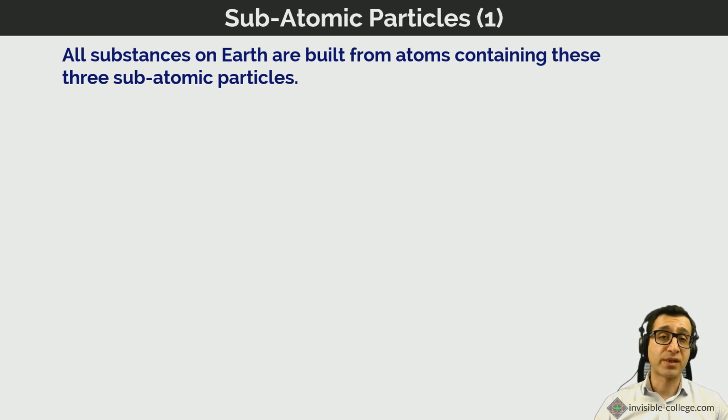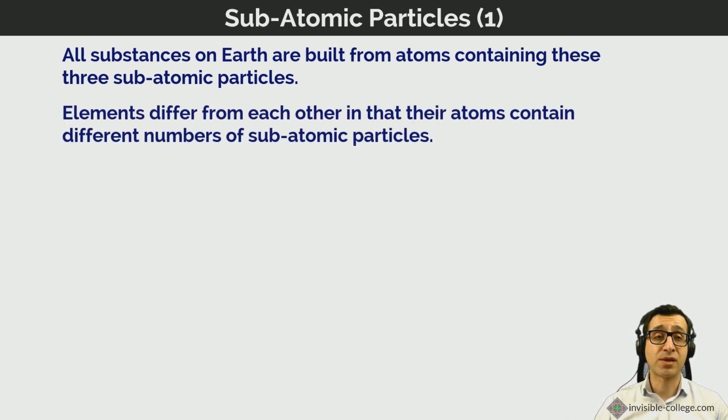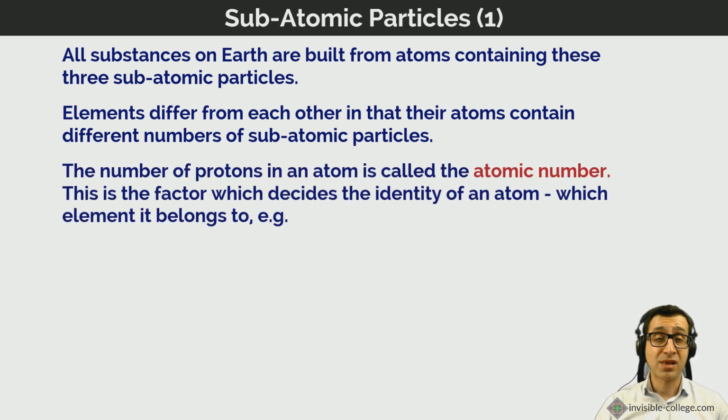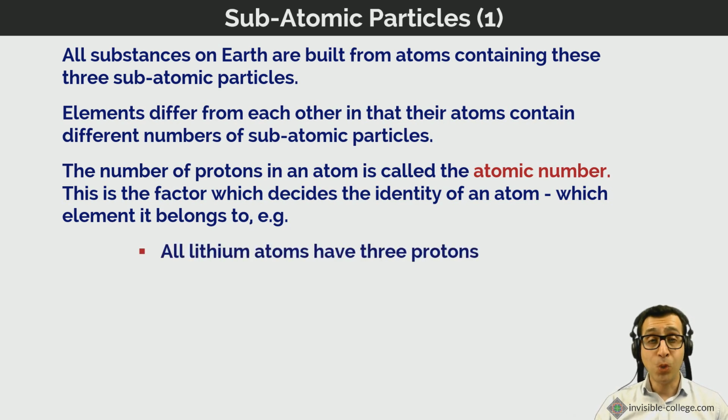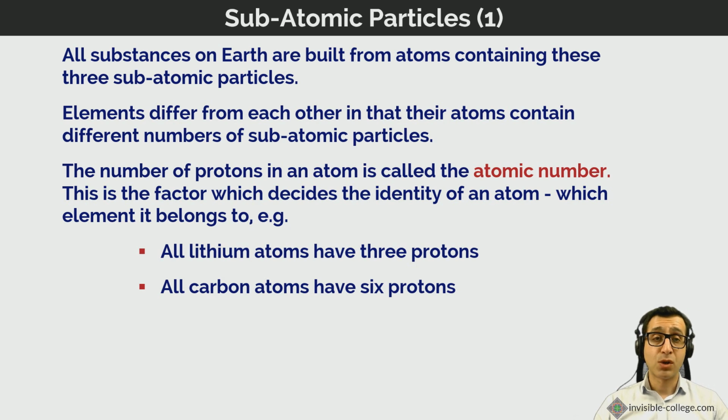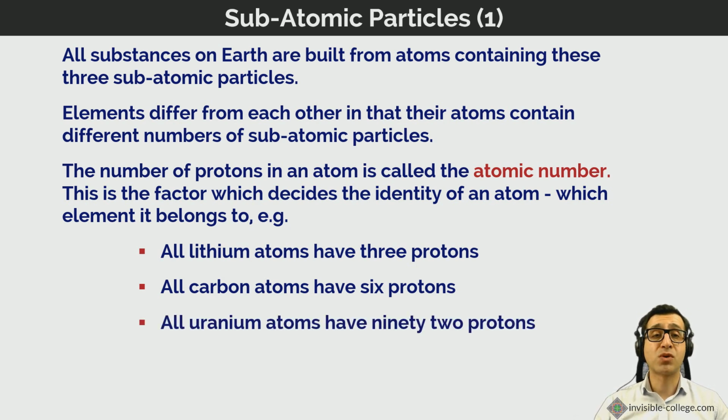Now the elements of the periodic table differ from each other in that their atoms contain different numbers of these subatomic particles. The elements in the periodic table are arranged in terms of increasing atomic number of their atoms. In other words, the number of protons. So the number of protons in a particular atom is called its atomic number, and this is what determines which element that atom belongs to, the identity of that element. So for example, all lithium atoms have 3 protons because the atomic number of lithium is 3. All carbon atoms have 6 protons. All uranium atoms have 92 protons.